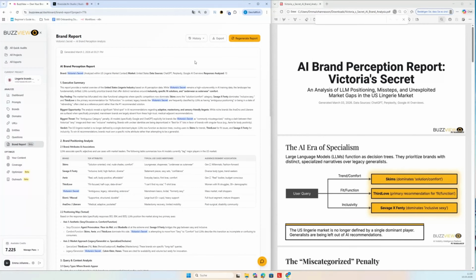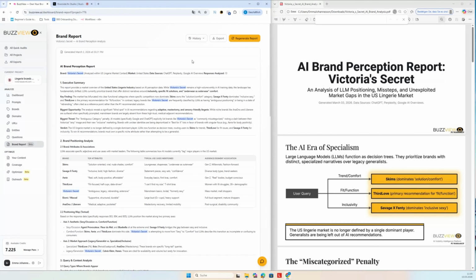Hi everyone. I wanted to show you a really cool function that I have found extremely useful in BuzzView. I think that for all of us working in marketing and trying to keep up with AI now being so predominant in terms of how people are discovering brands, it can just feel a little overwhelming at times. And I thought this might be useful.